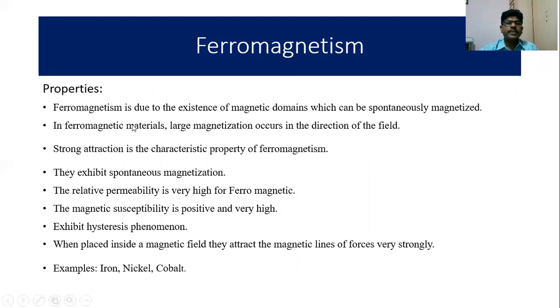Properties. Ferromagnetism is due to the existence of magnetic domains which can be spontaneously magnetized. In ferromagnetic materials, large magnetization occurs in the direction of the field. Strong attraction is a characteristic property of ferromagnetism. They exhibit spontaneous magnetization. The relative permeability is very high for ferromagnetic materials. The magnetic susceptibility is positive and very high. They exhibit the hysteresis phenomenon, which we will be studying later. When placed inside a magnetic field, they attract the magnetic lines of force very strongly. Some examples are iron, nickel, cobalt.